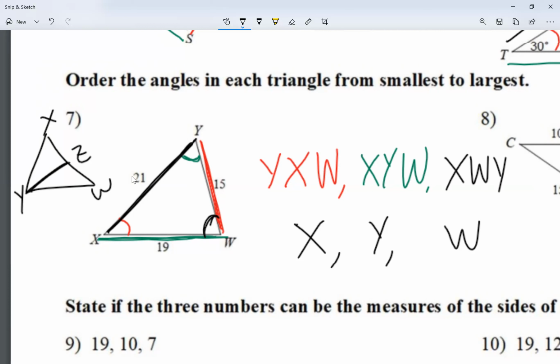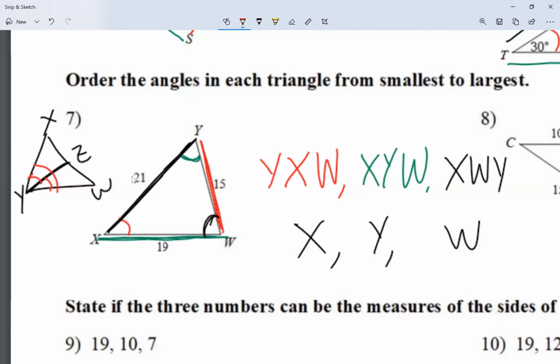When that happens, if I ask you to look at corner Y, I know you might be like, Mr. Leonzo, do you mean this corner Y? Or do you mean this corner Y? I don't know which one you mean. That's when I use 3 letters.